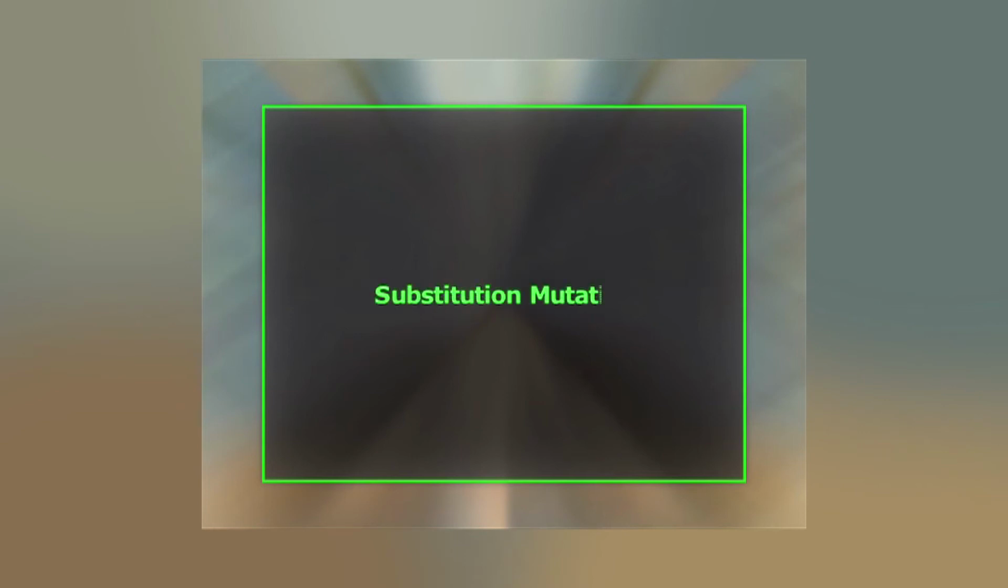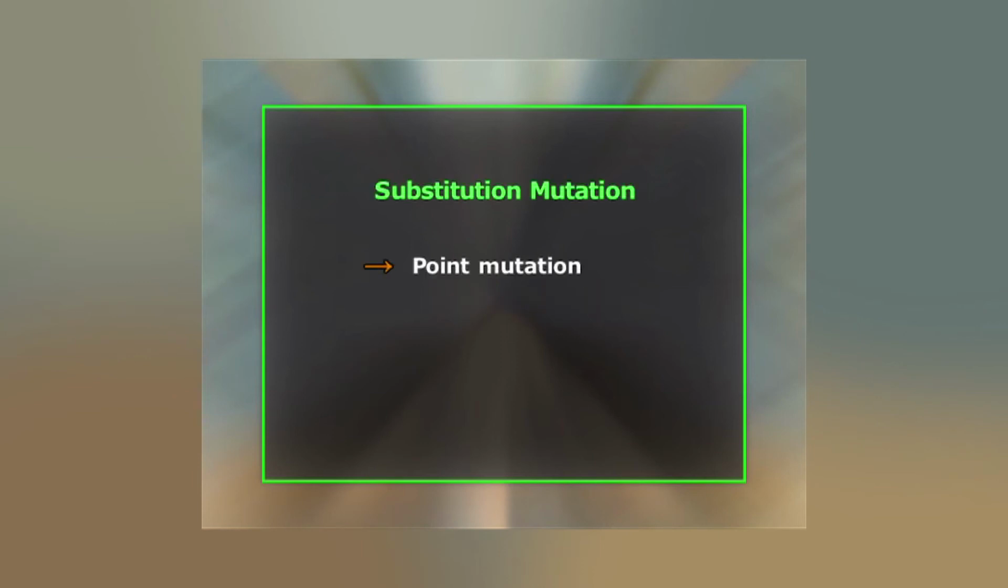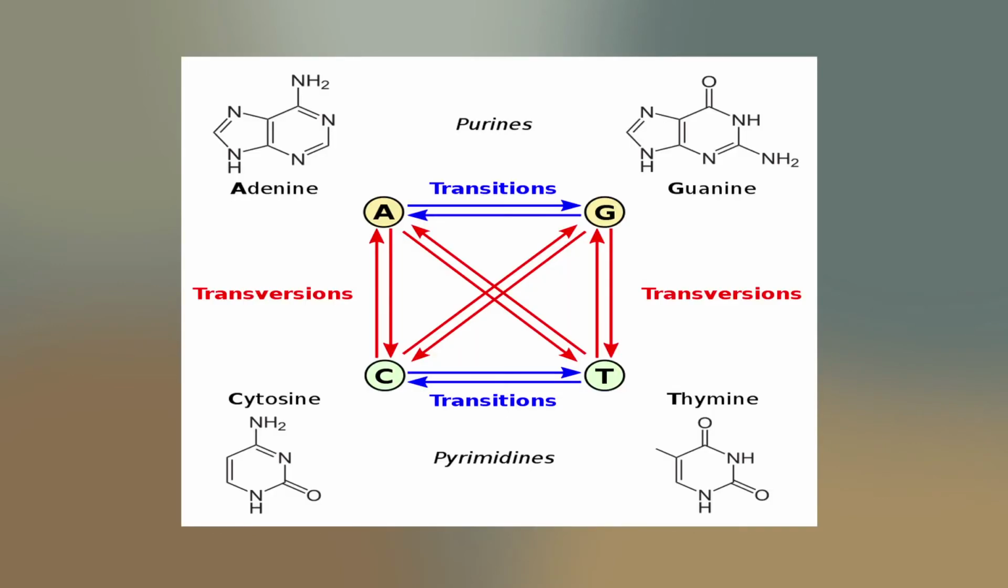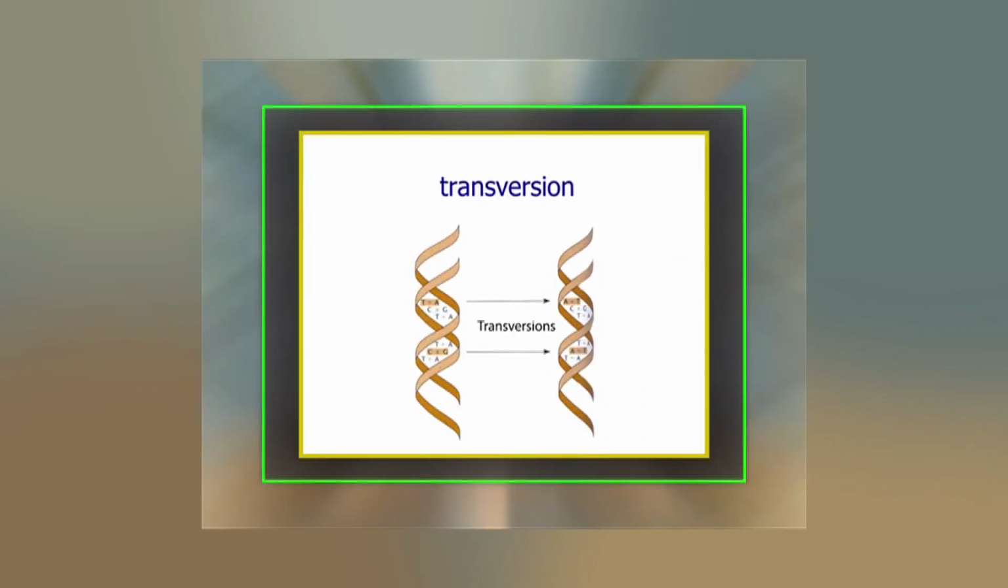The second one is the substitution mutation. Substitution mutation is also known as point mutation, simple mutation, or single site mutation. It is a gene mutation that results from the substitution of one base pair for another. It may be a transition, the most common class, comprising the substitution of one pyrimidine by the other or one purine by the other, or a transversion. In transversion, a purine is replaced by a pyrimidine or vice versa.